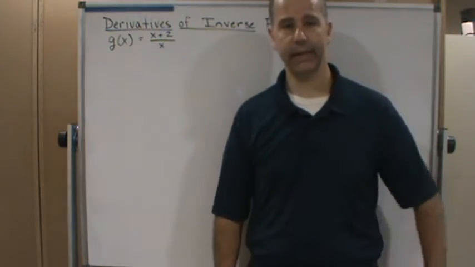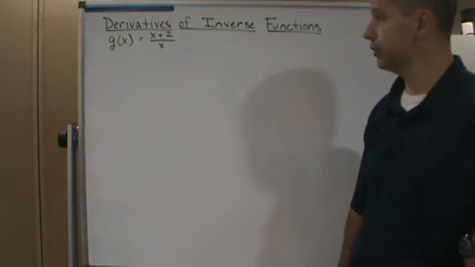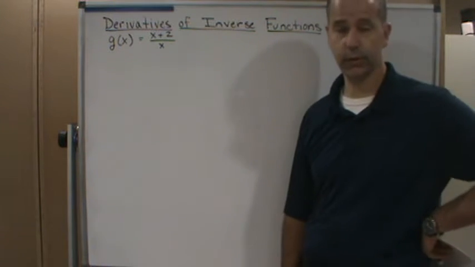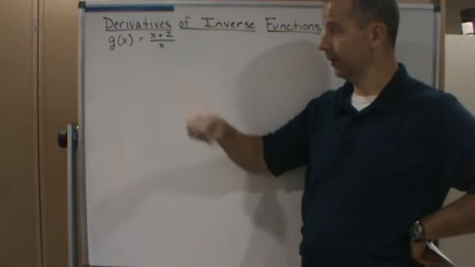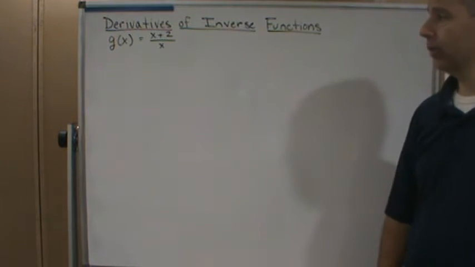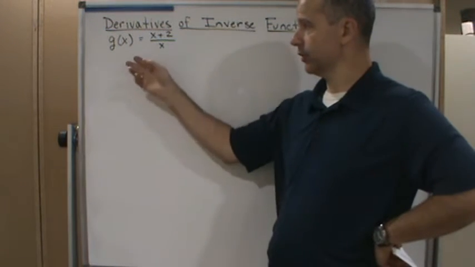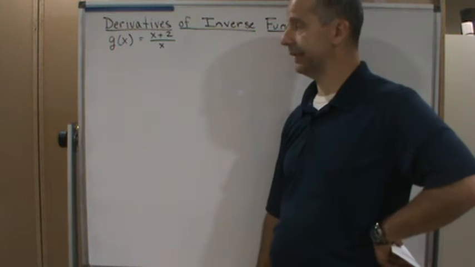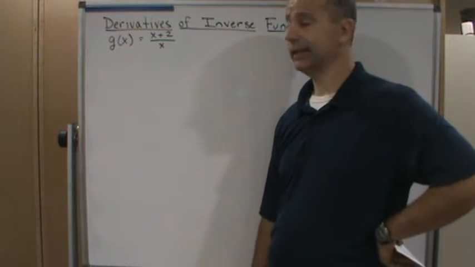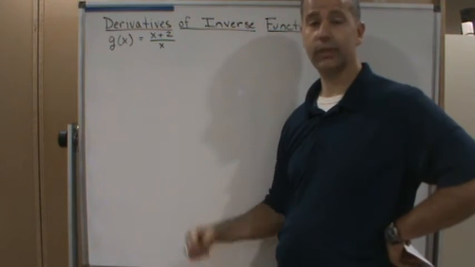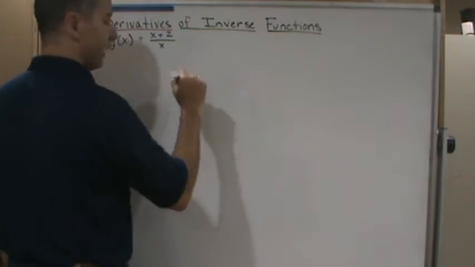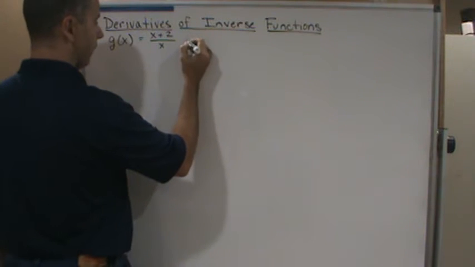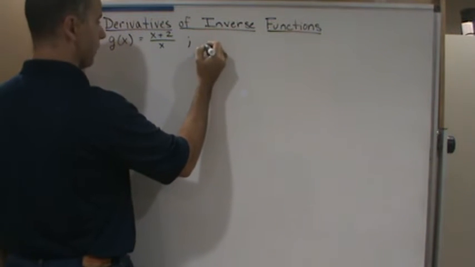Okay, so welcome back, and now we're going to do an example of using the inverse function theorem to take the derivative of this function here. Normally if we were going to take the derivative of this function, we would just use the quotient rule, but let's use the inverse. Again, you should know how to find the inverse of a function.